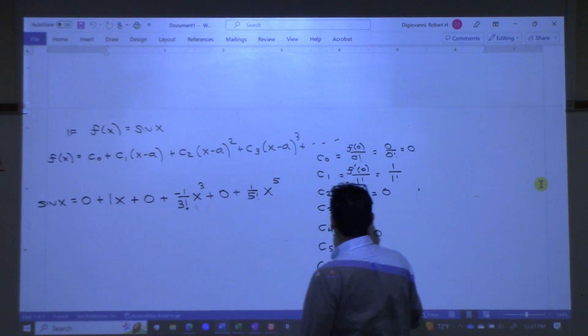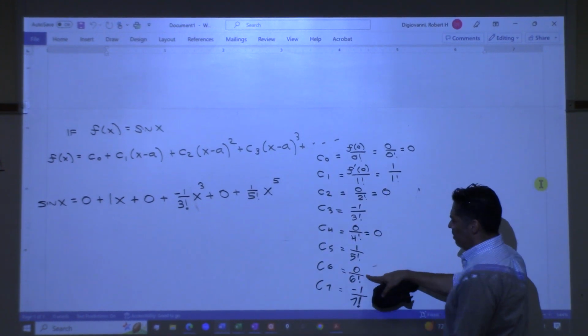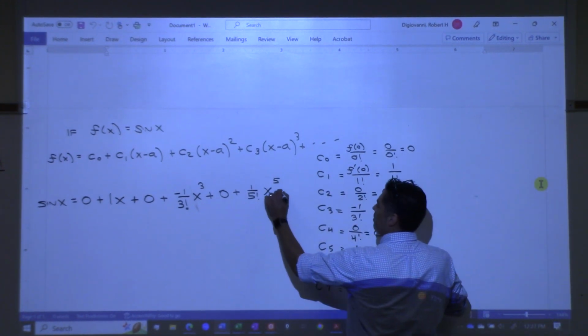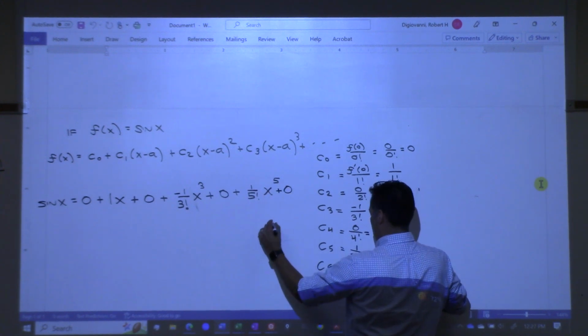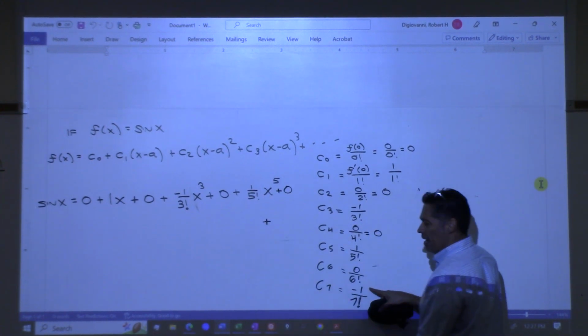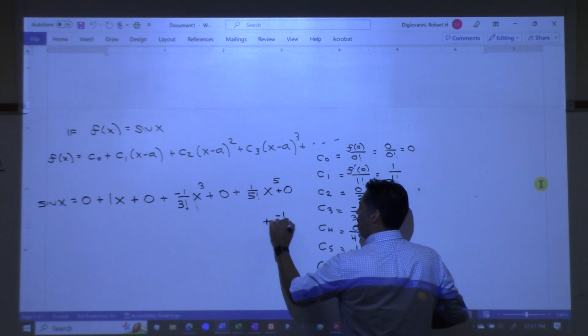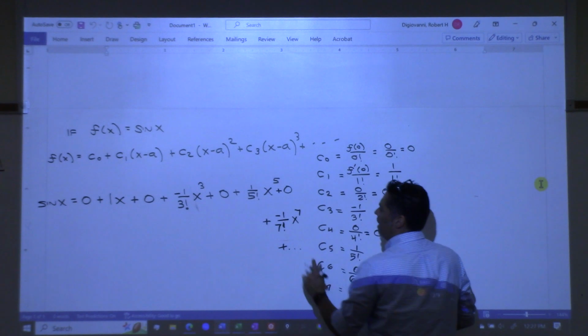Okay, I need to keep going. C sub 6, that's 0. And then the next one will be plus, and then we have the negative 1 over 7 factorial x to the 7th. And then plus dot, dot, dot, right?